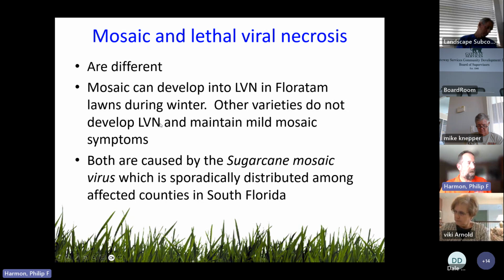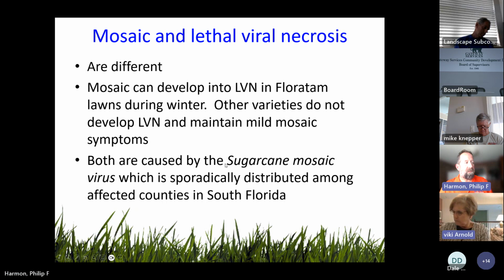Both of these diseases are caused by the Sugarcane Mosaic Virus. As the name indicates, it also infects other grasses, including sugarcane. Where we're concerned, of course, is in our St. Augustine grass. It affects weedy grasses like Bermuda grass, like crabgrass, but does not kill those grasses, unfortunately.